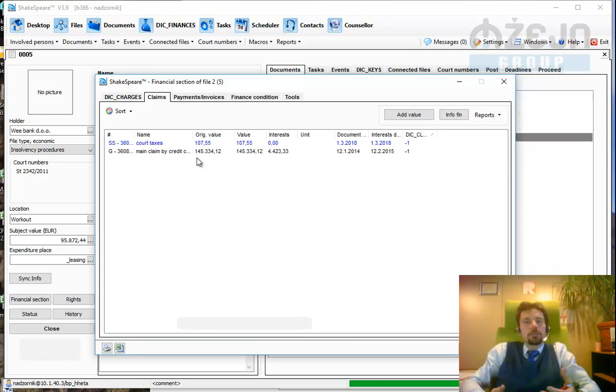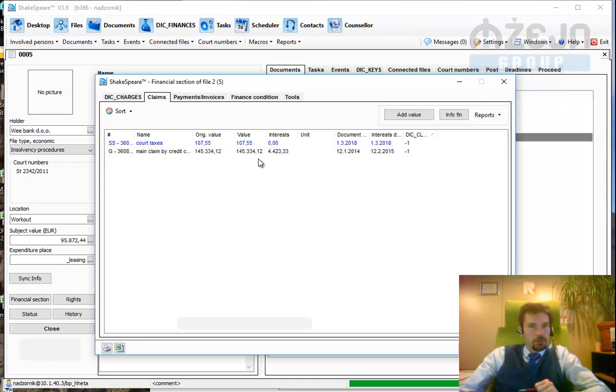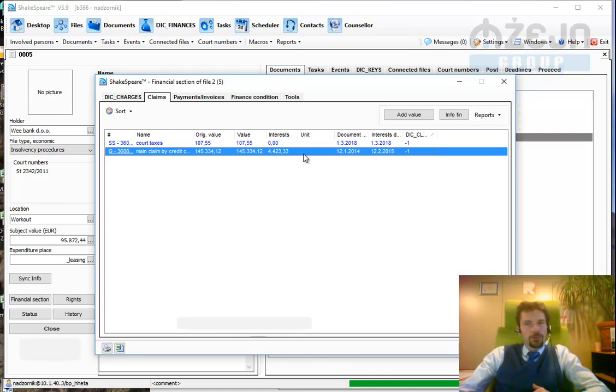The second pillar of the financial part of the case is claims. Claims are, of course, let's say unpaid invoices from which we started this particular court case. Let's say that we have one invoice, one bad credit for 145,000 euros, and this is presented here. We see all the interest rates, and the dates when the interest starts to be calculated. At the moment we have 4,423 euros of interest upon this claim.